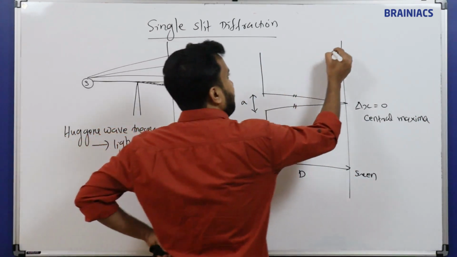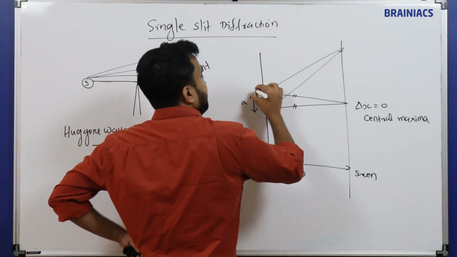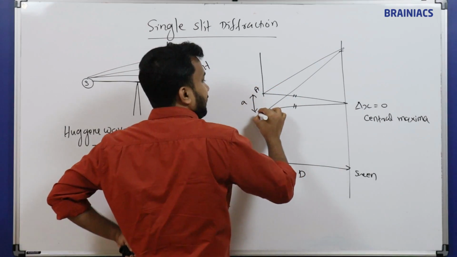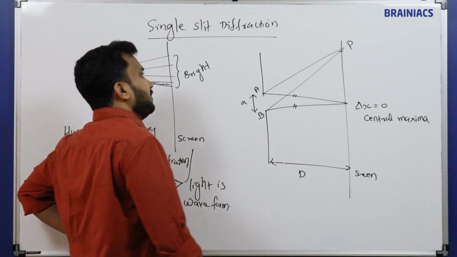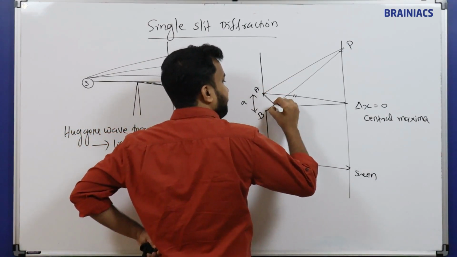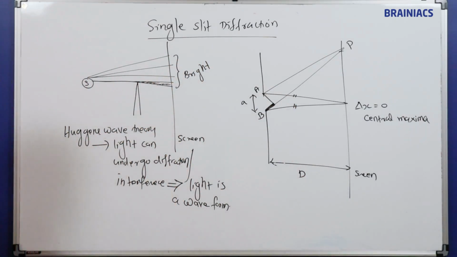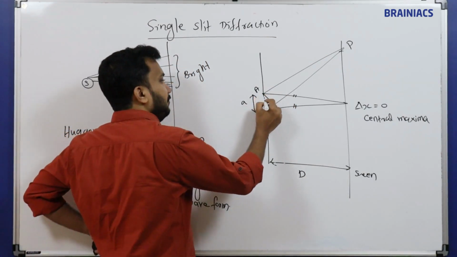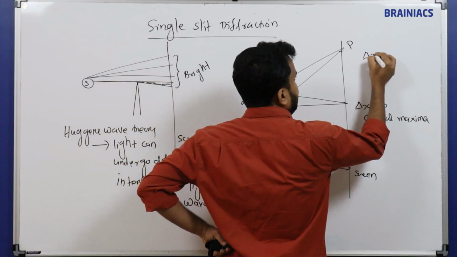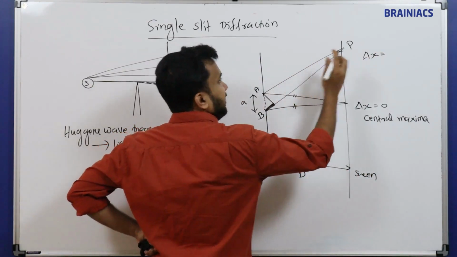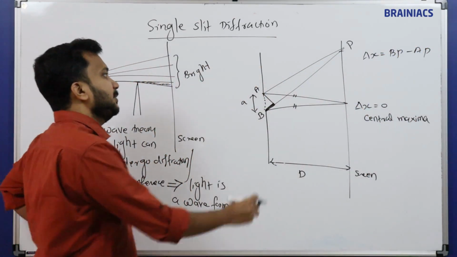Now we are taking an arbitrary point over here. Let me call this A, this B, and this P. So what will be the path difference between these two waves? Path difference is the extra distance traveled by the wave. So this is the path difference over here, and we split it like this. So the path difference, delta x, equals BP minus AP.